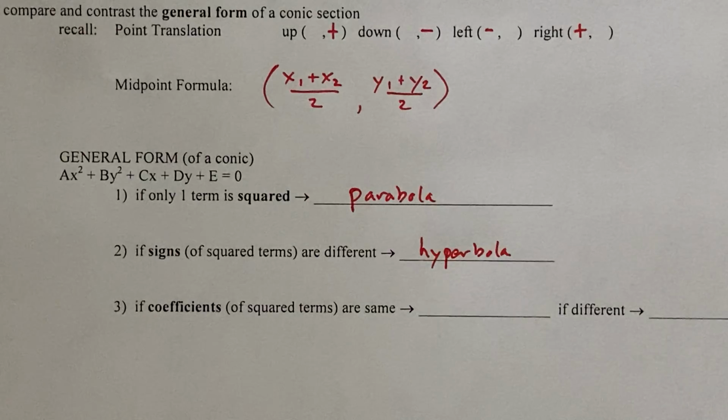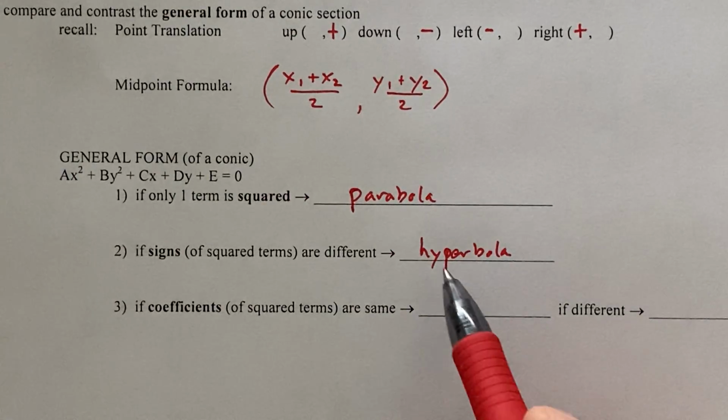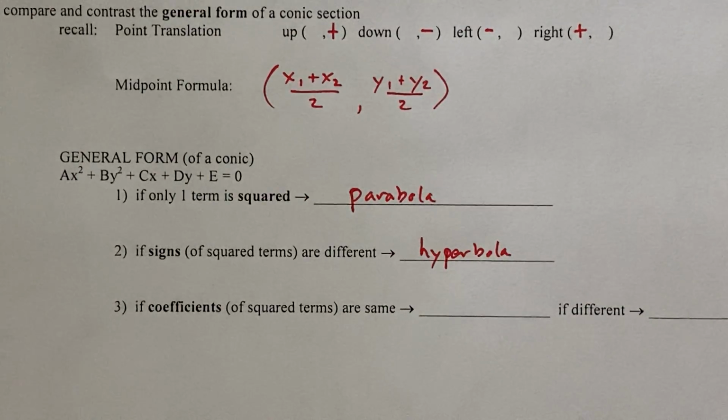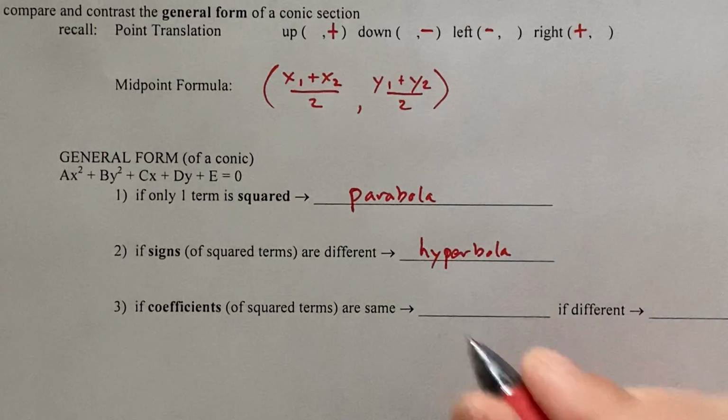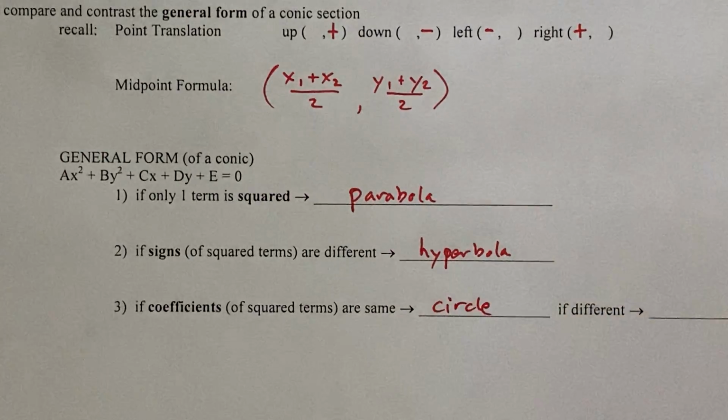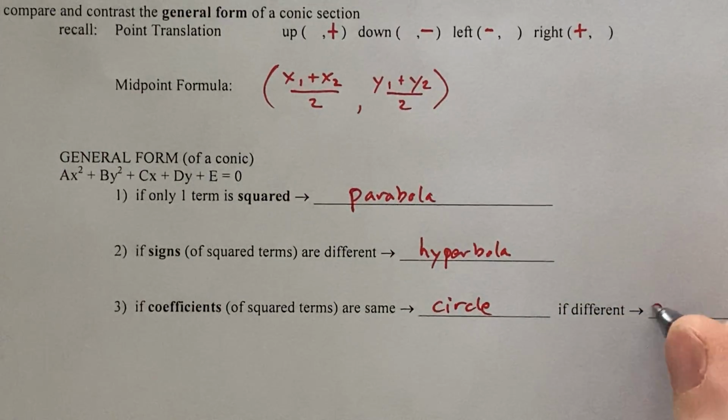And then the last thing is, what happens if both letters are squared, so it's not a parabola, and both of the signs are the same. In other words, they're both positive or both negative. It can't be a hyperbola. Then we're going to look at the actual number. If the numbers in front of the x squared and y squared are the same, it has to be a circle. And if it's different, then it has to be an ellipse, which is basically a squashed circle, either short and fat or tall and skinny. And those number differences is the reason why.